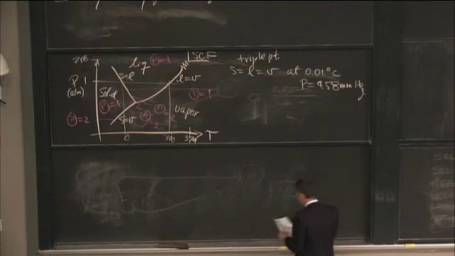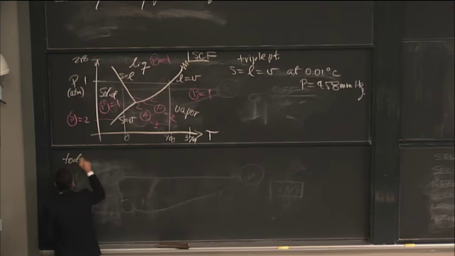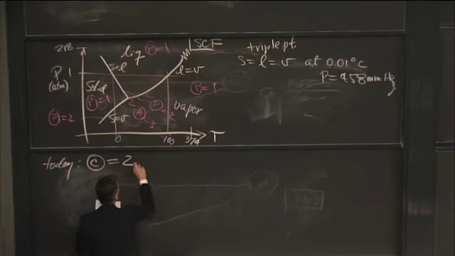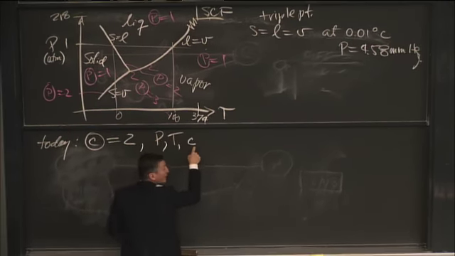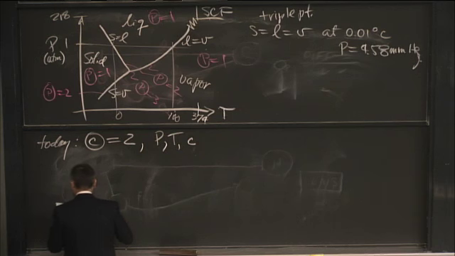So today what I want to do is look at two-component systems. Today, two-component systems. So component number is circle C, C equals 2. That means now I have to deal with pressure, temperature, and lowercase c, which is composition. I want to know how things vary with composition. So let me give you an example. Suppose I have two substances, A and B.